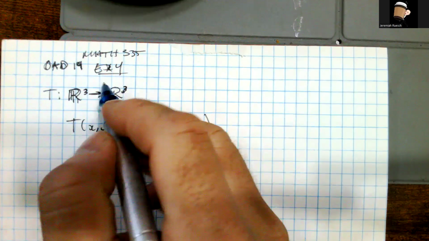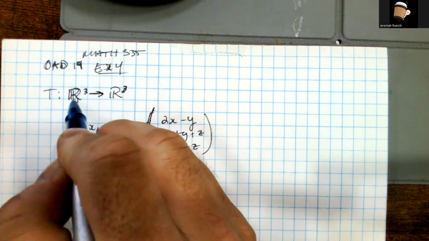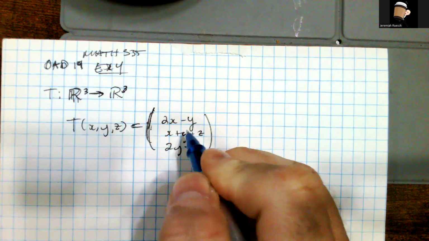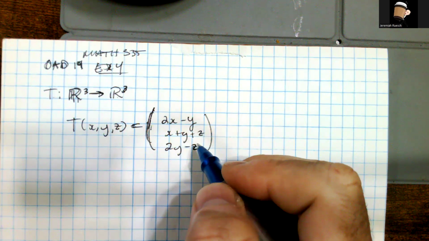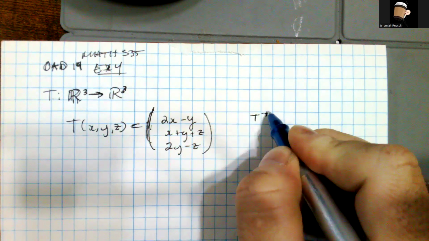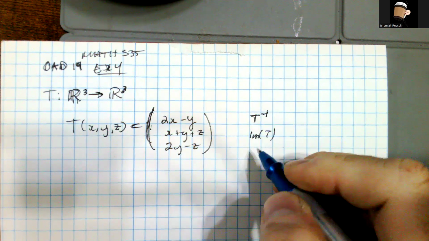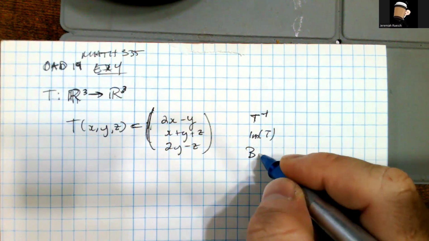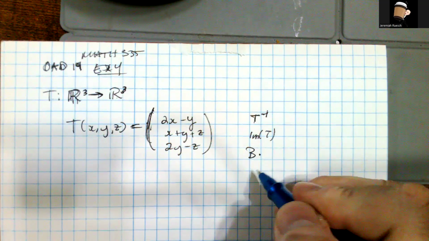All right. In this example 4 from 119, we're looking at the map T from R3 to R3, given by the transformation shown here: 2x minus y, x plus y plus z, and 2y minus z. We're trying to find three things for this example. We want to find T inverse, if it exists, we want to find the image of T, and we want to write down a basis for the transformation. So those are the three pieces.